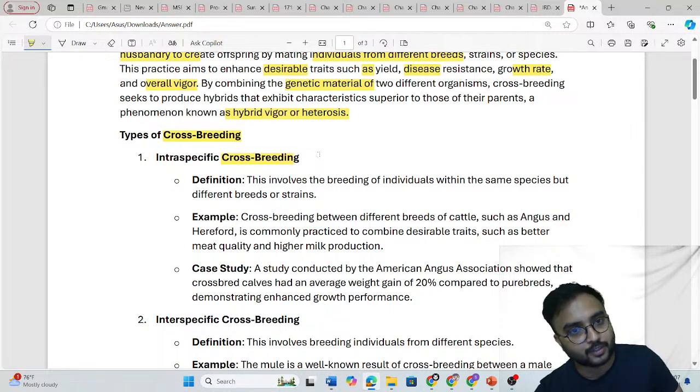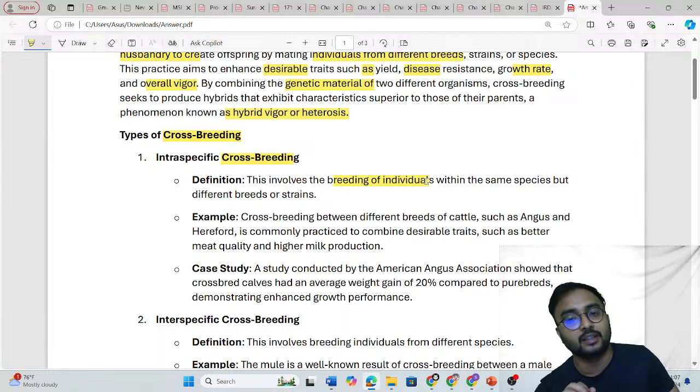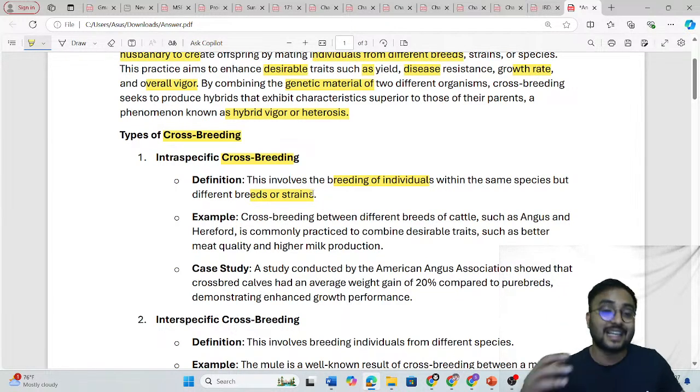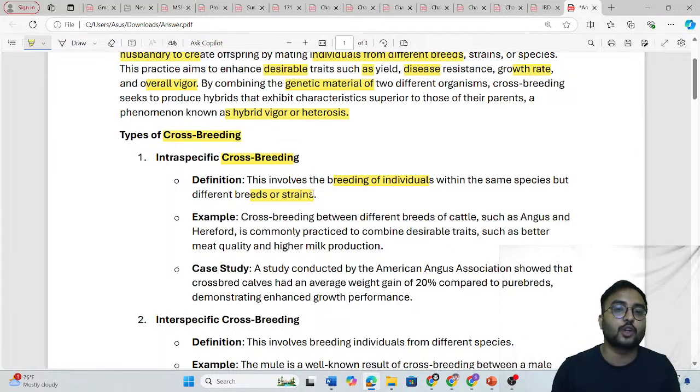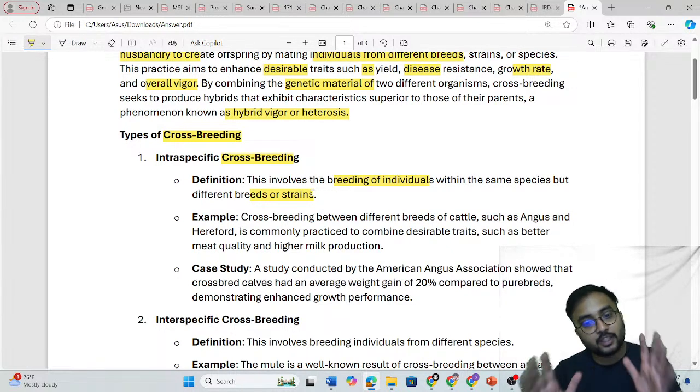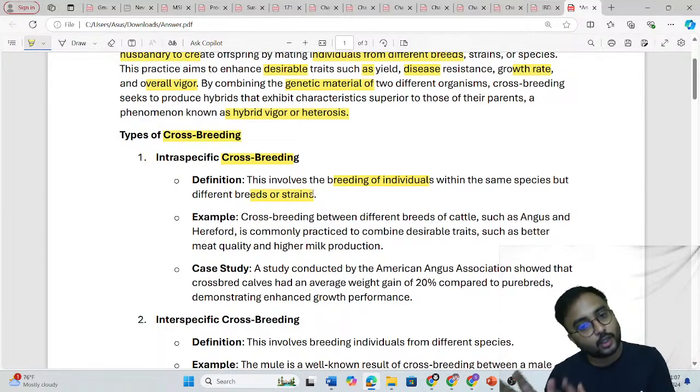What do you mean by interspecific crossbreeding? Simple. The definition is nothing but when breeding of individuals is done within the same species but different breeds or strains. Intraspecific. Intra means what? Intra means inside. Inter means what? Between two. So intraspecific crossbreeding is nothing but when the species is the same. So there is no change between species. If cattle is there, then cattle is only there. If goat is there, goat is only there.